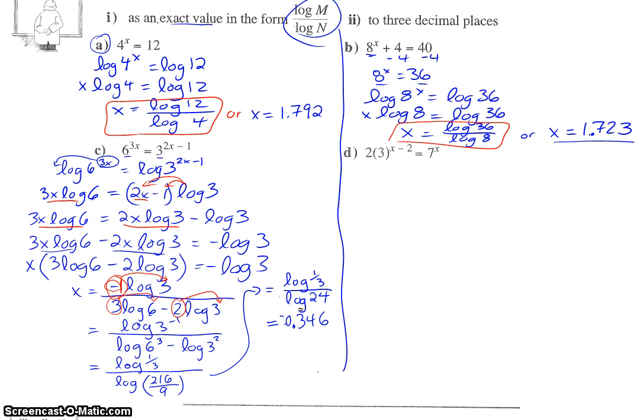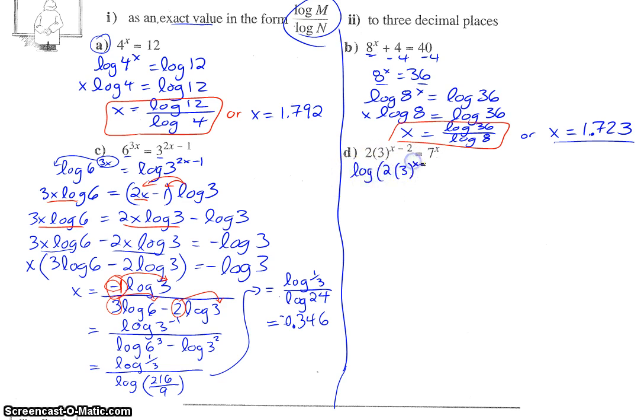Okay, part D. Yes. Make sure you write small n d. Okay, so part D. This looks a lot more complicated. So can we get the bases the same? No, of course not. 3 and 7. Forget it. Okay, so we are going to log both sides.